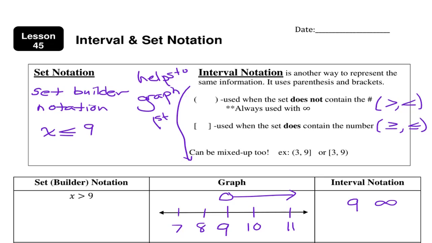So notice this one has a parenthesis at the beginning and then a bracket at the end. This one has a bracket at the beginning and a parenthesis at the end. In my first example here, 9 is not included in my solution, so it's going to get a parenthesis. And infinity will always get a parenthesis. So again, sometimes I'll have matching symbols, sometimes I'll have mismatching symbols. Copy these down, make sure you have them, and then we're going to do a few more examples together.